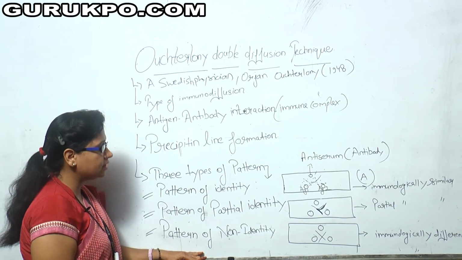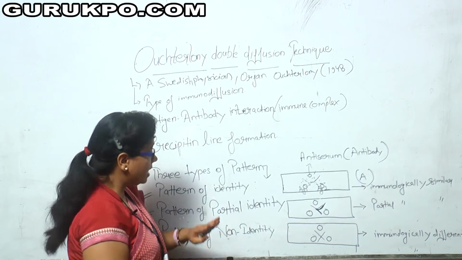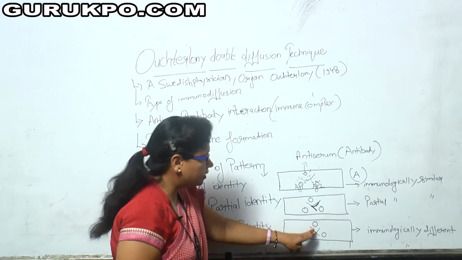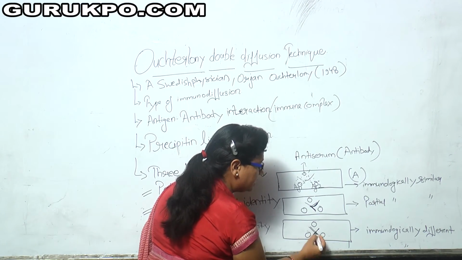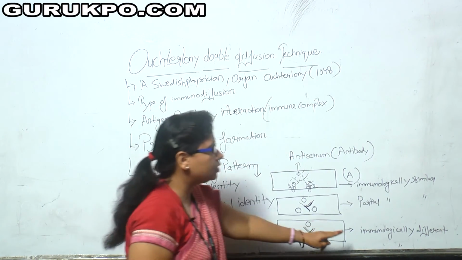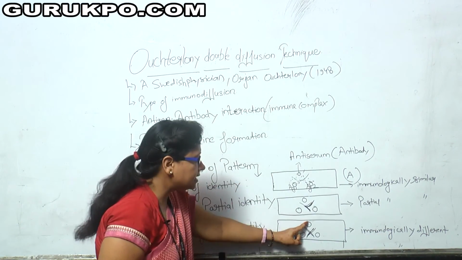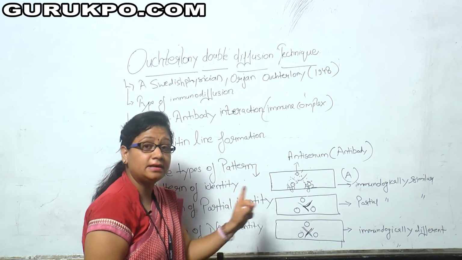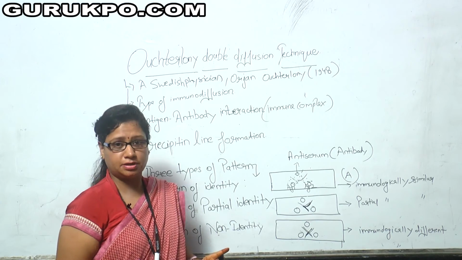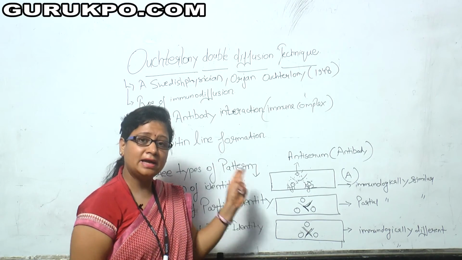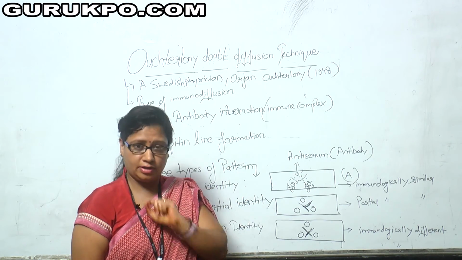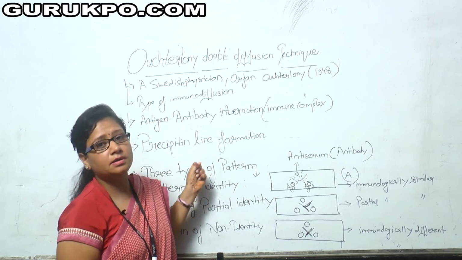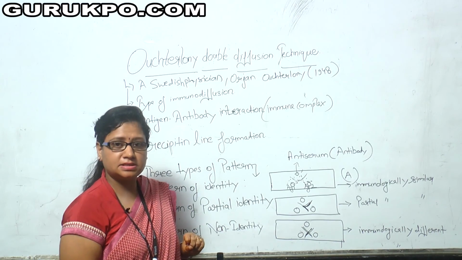This pattern is known as the pattern of non-identity. As the name suggests, the diagram is depicting that the antigens are not similar, meaning they are immunologically different. This antiserum will not react with this antigen because the antigenic determinants present on the antigen are not similar enough for that antibody to react with. This is how Ouchterlony double diffusion takes place. Thank you.